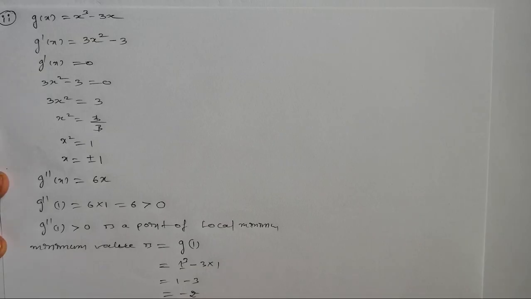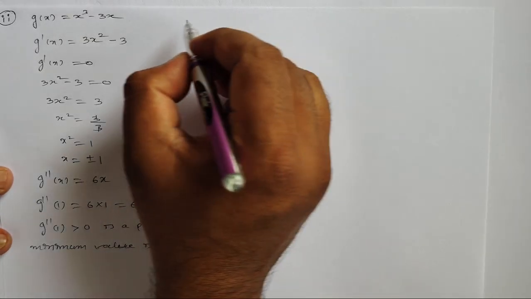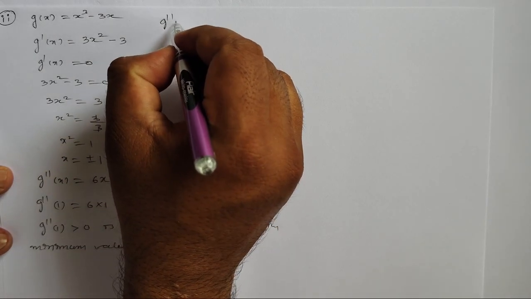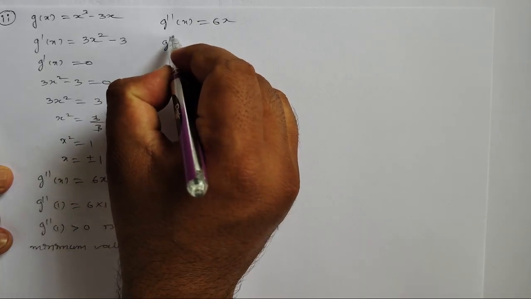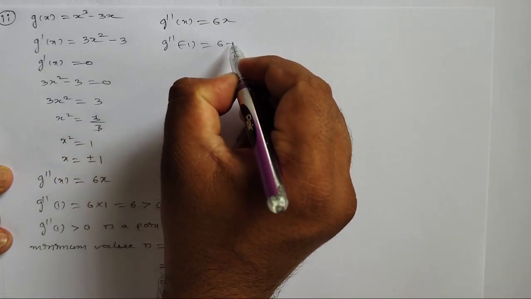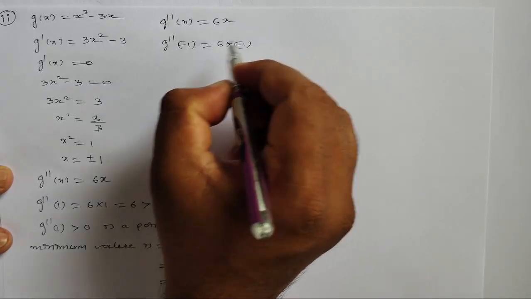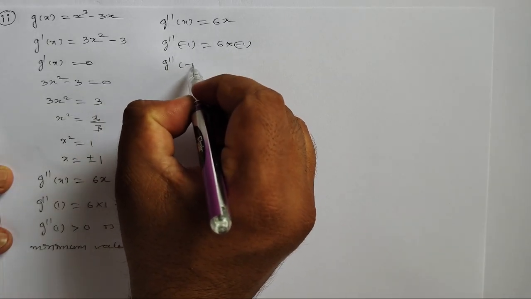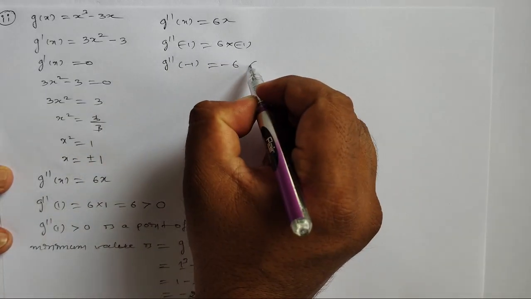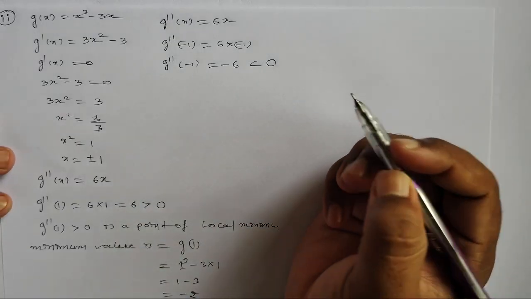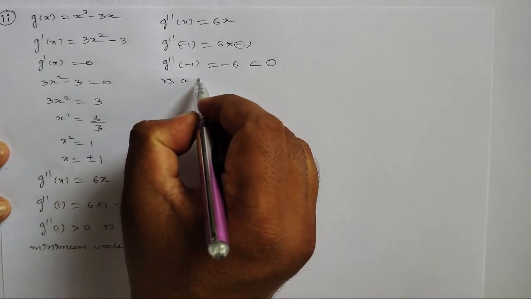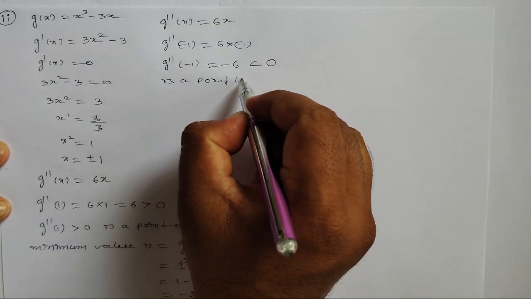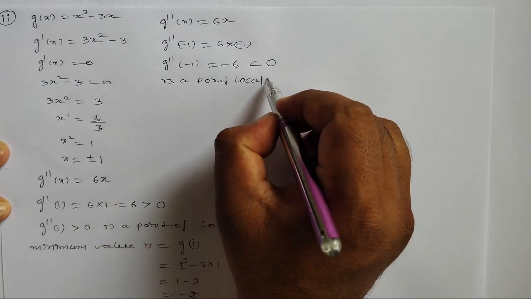Okay, so next, g''(x). What is g''(x)? It is equal to 6x, right? So I'll substitute minus 1. g''(-1) becomes 6 into minus 1, so g''(-1) is minus 6. Minus 6 means less than 0, right? Okay, so less than 0 means it is a point of local maximum.